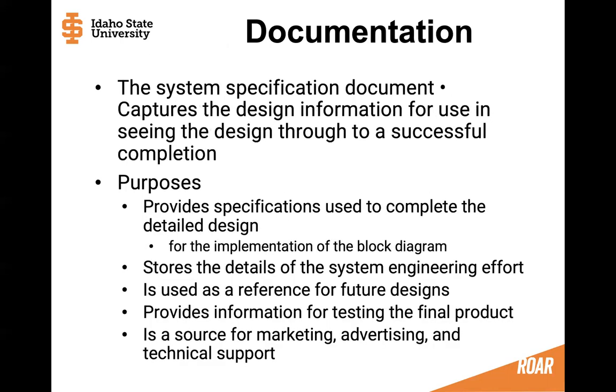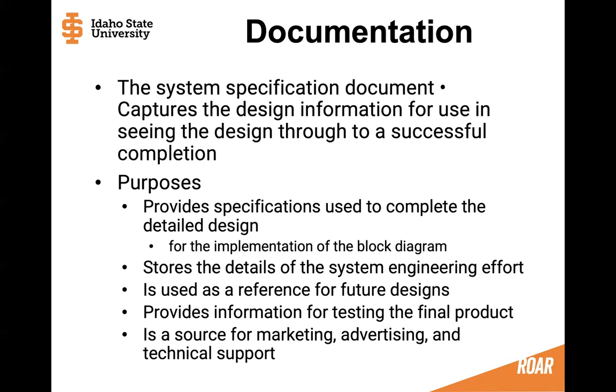The system specification document captures the design information for use in seeing the design through to a successful completion. The documentation of your block diagram provides the specifications for the total design and stores the details of the system engineering effort. So you'll have all of the details of how the subcomponents work, and you can also use this as a reference for future design.